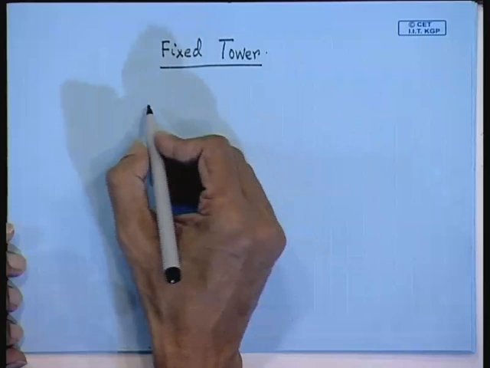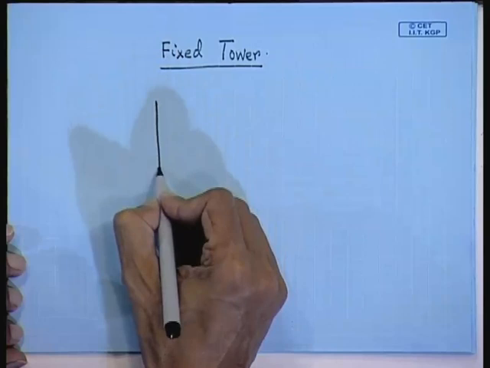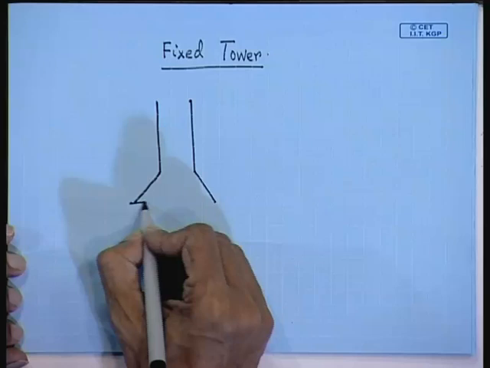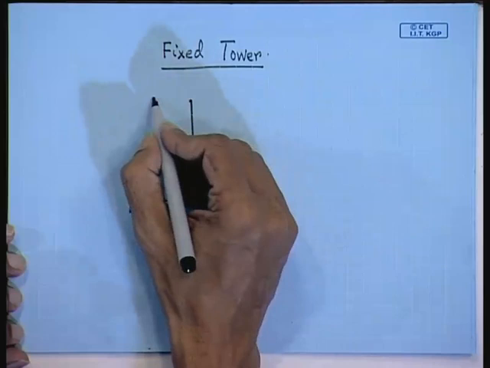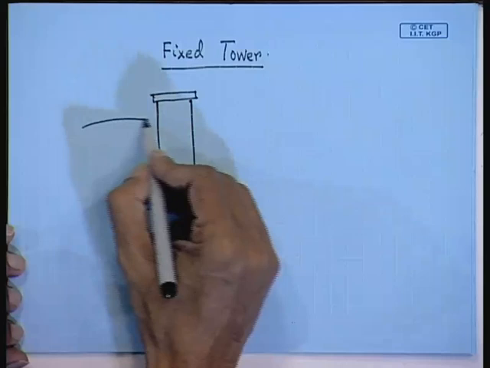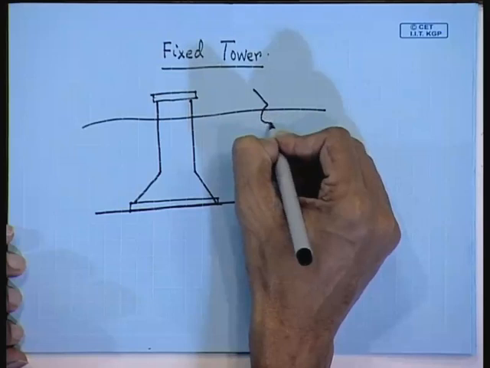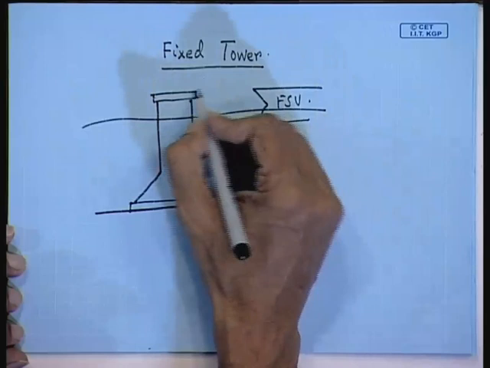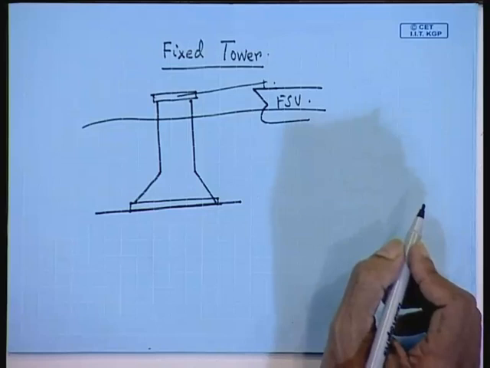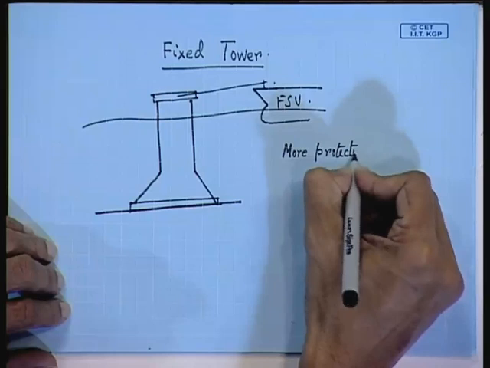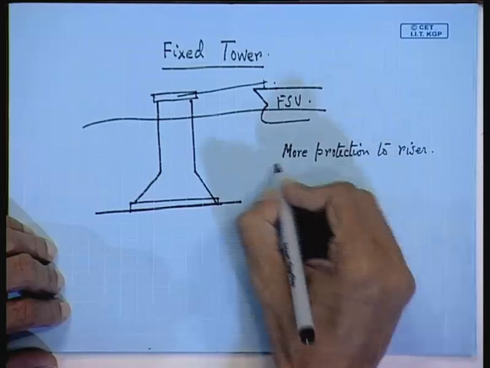So in the fixed tower concept, that means there is no motions. You can get rid of all the motions, but you make the base very heavy. So your loading hose will come here. So fixed tower is more protection, no motions. More protection to the riser, no motions. Virtually no motions.